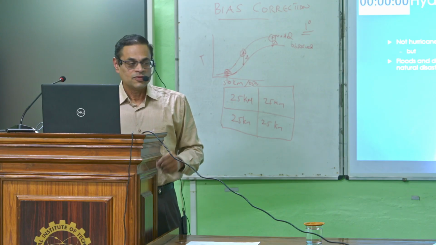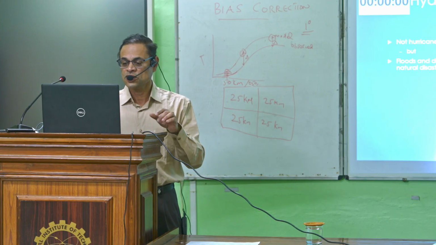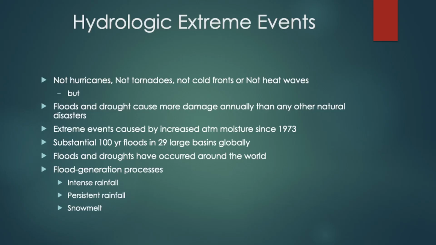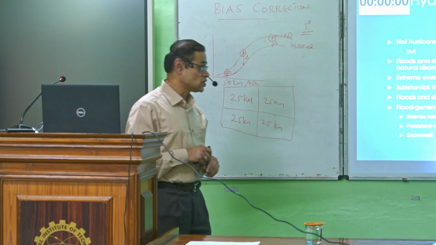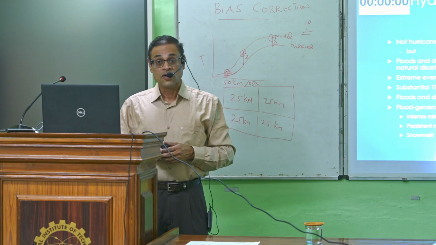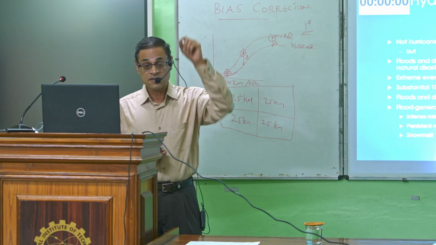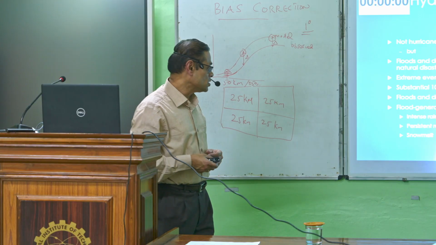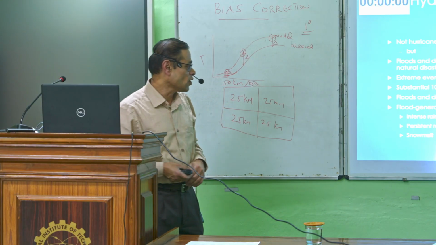So floods are one of the major disasters, including droughts also. They are causing more deaths. Extreme events are caused by increased atmospheric moisture. We talked about that, the relationship of holding up to 7% more moisture for every degree increase in temperature, because the atmosphere can hold more moisture, right? And they are coming down as heavy rainfall.